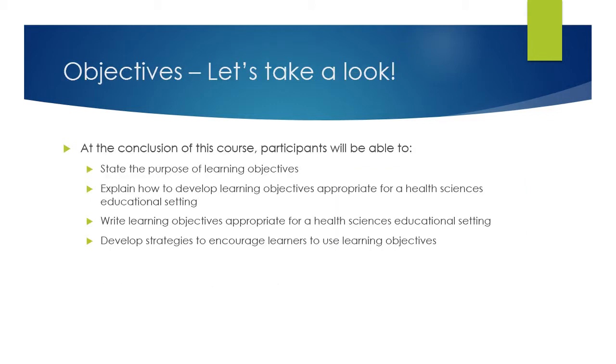Now that I've shown you the recipe for objectives and a model for writing objectives, let's take a look at the objectives that I have set forth for us within this activity. I have, at the conclusion of this course, participants will be able to, that's my condition. So I have stated the conditions in which I want participants to display mastery. State the purpose of learning objectives. State is an action verb that indicates what I want learners to be able to do based on that objective.